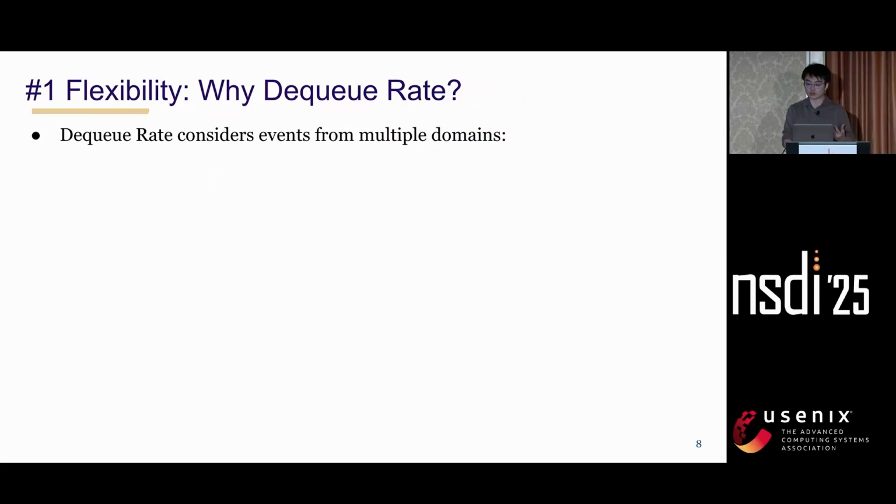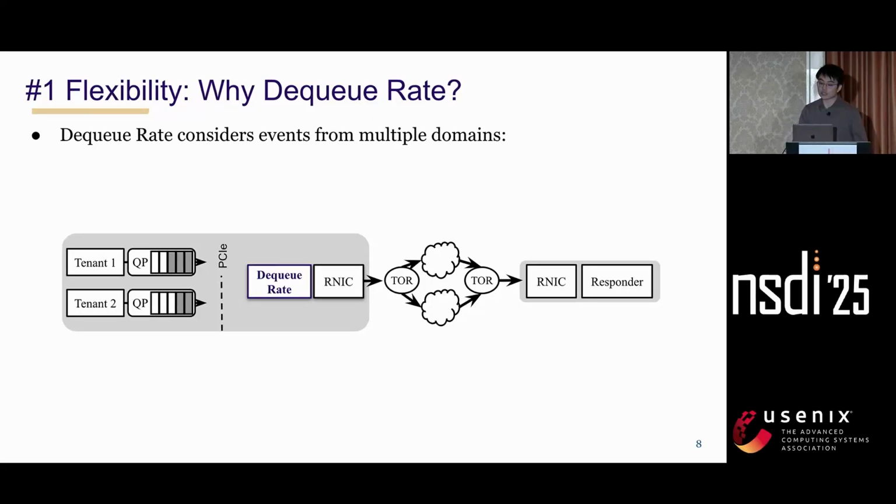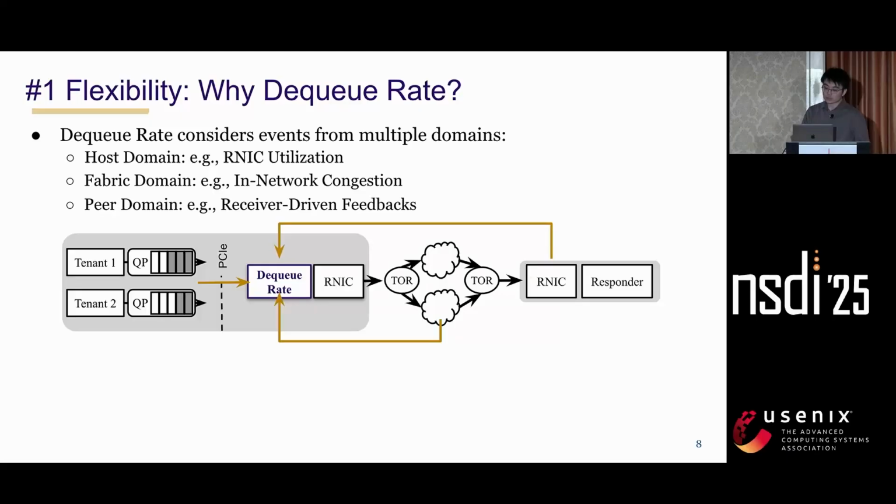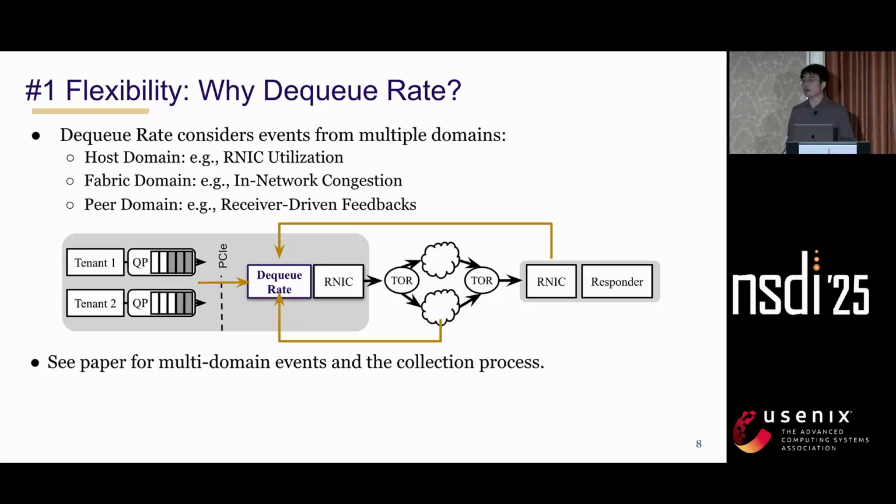Compared with typical congestion control, the DQ rate influences multiple aspects of RDMA transport. We consider a general setting, including local host, fabric, and peer receiver. For host domains, the DQ rate determines resource allocation within the RDMA NIC architecture. For fabric domains, it impacts the sending rate, as a message can only be sent out after we DQ from the host region. For the peer domain, the DQ rate can respond to back pressure signals from the receiver side. Overall, the DQ rate provides comprehensive control. For SCR, details about the event list and the collection method are in our paper.